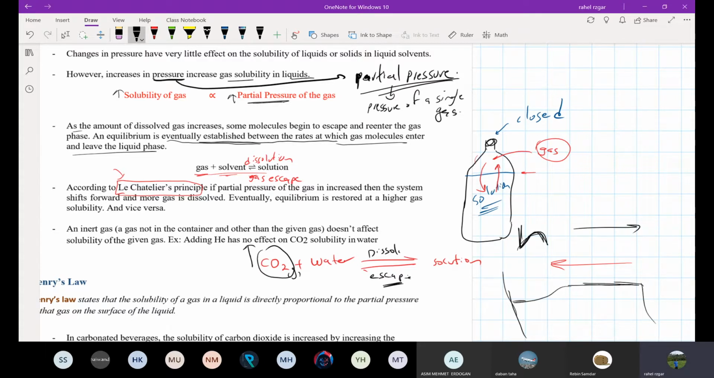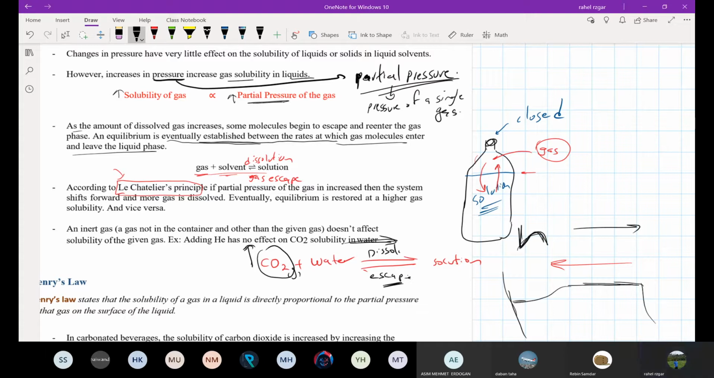Now, when CO2 is increased, the shifting is to the right. So that it can dissolve more, because we have more CO2 and it will distribute some of the CO2 to the other side as well, to restore equilibrium again.